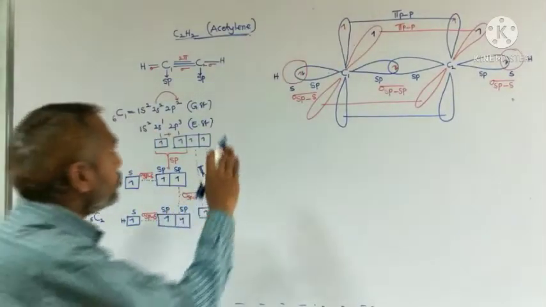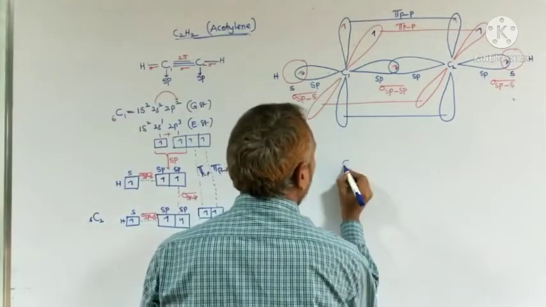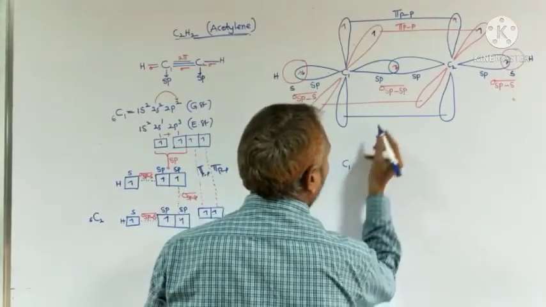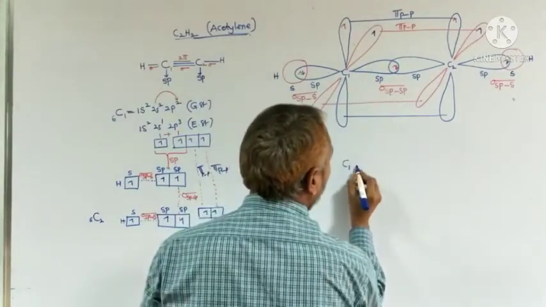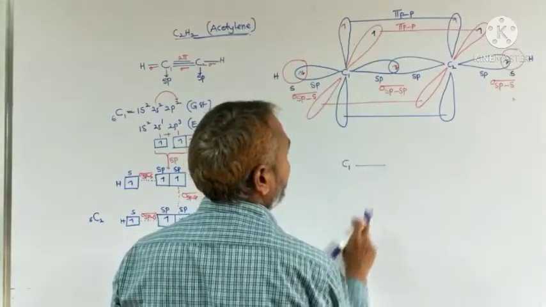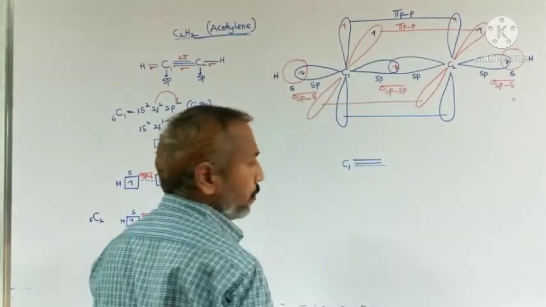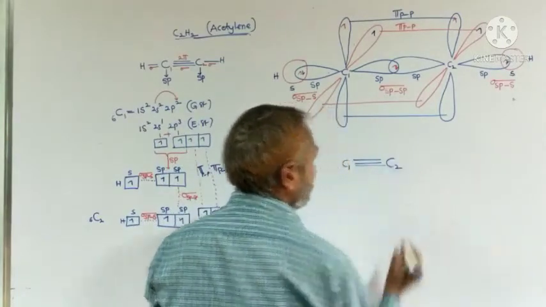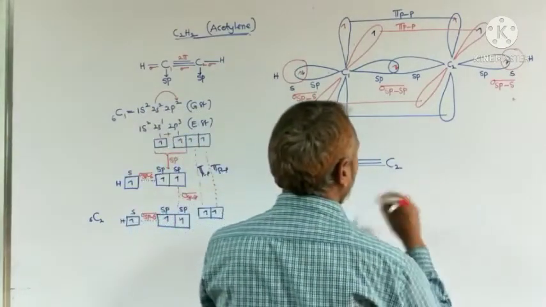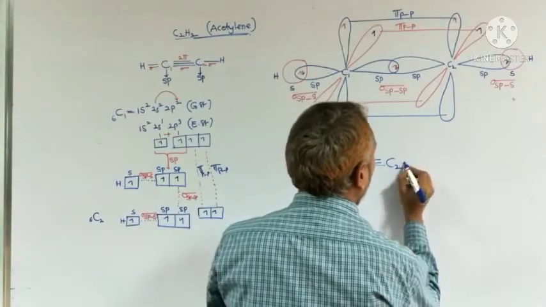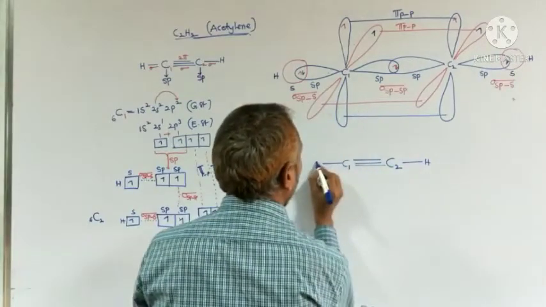It is the same as this one carbon. How many bonds are there? One sigma bond, sp-sp hybridization. How many pi bonds? These are two pi bonds. For the C2 carbon, how many sigma bonds are there? One sigma bond, and another sigma bond.